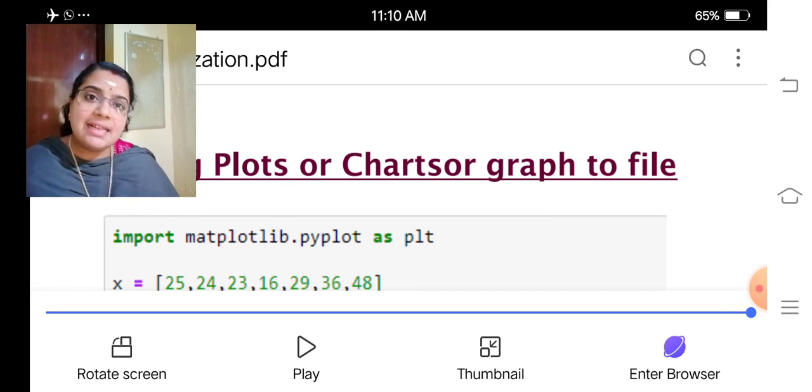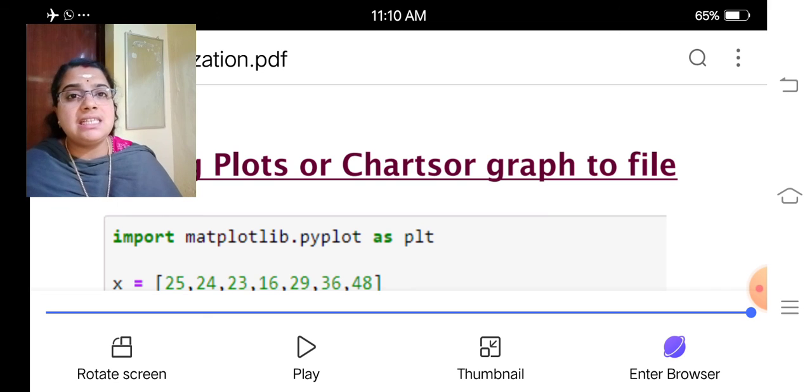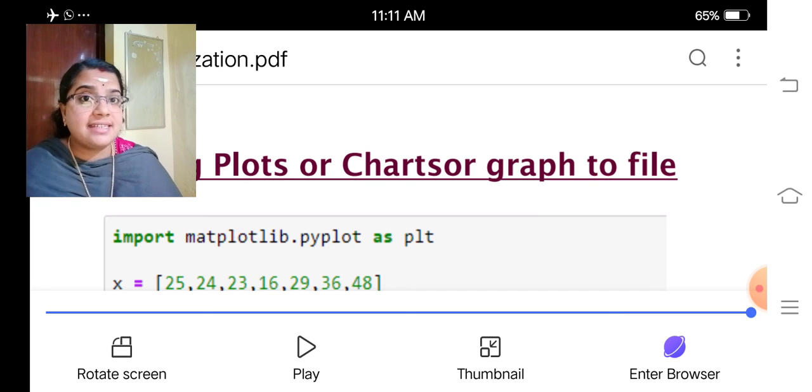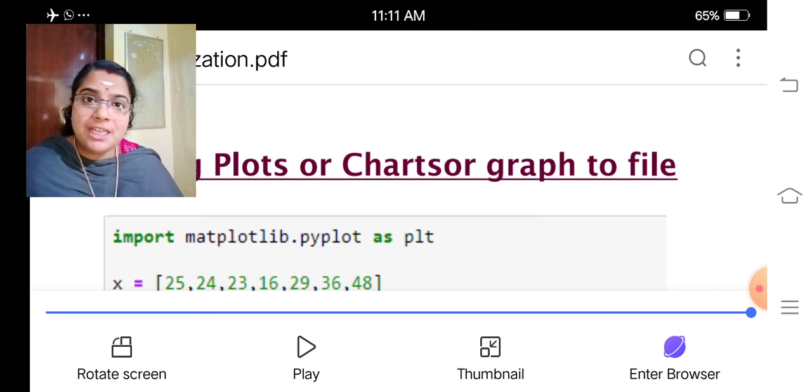So my dear children, that's all about that chapter, data visualization. In the online session we can discuss more about the textbook questions, and please be aware and read the text. I will ask the questions from the text.